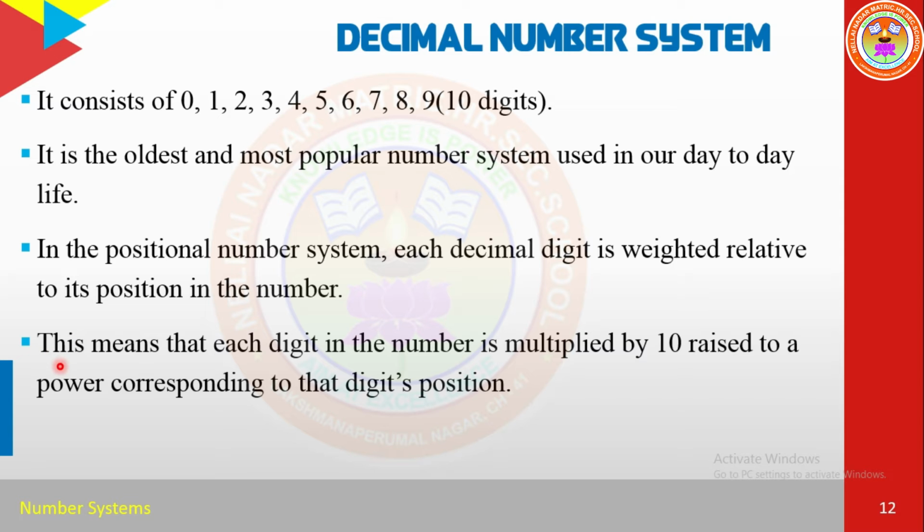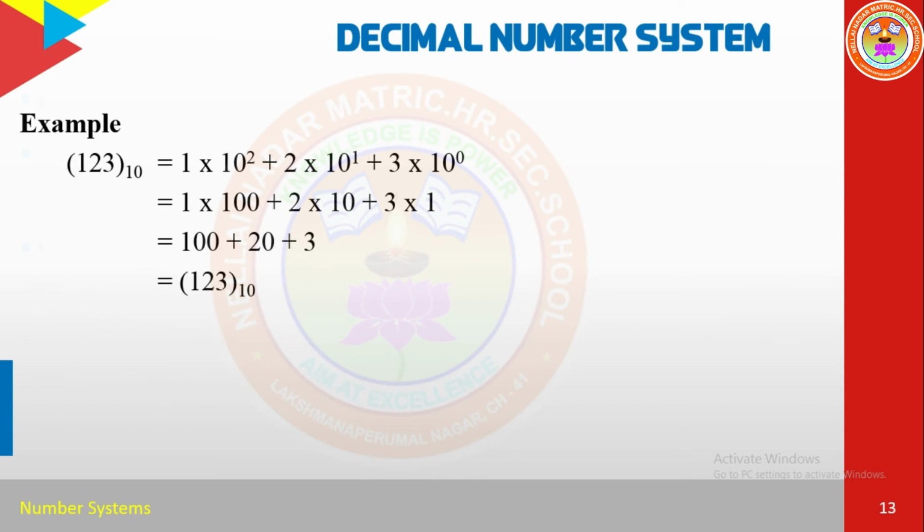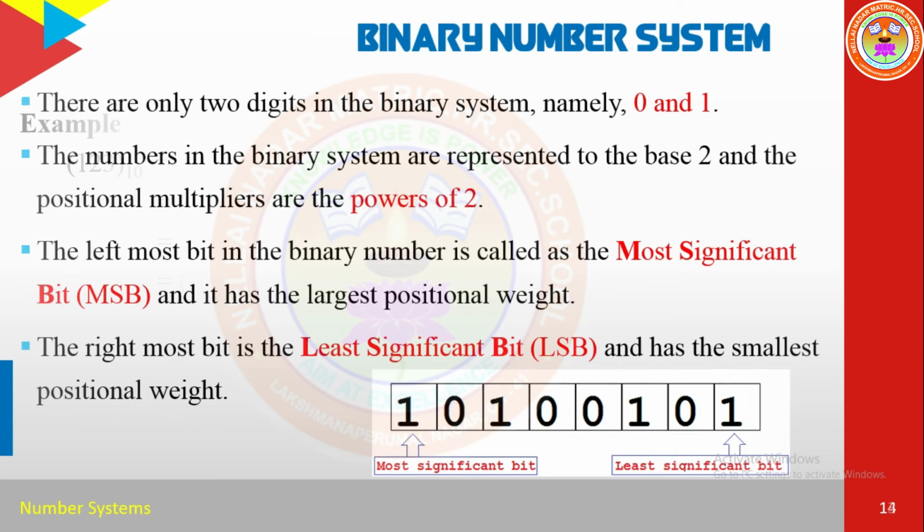Then next point, this means that each digit in the number is multiplied by 10. Why? Because this is the decimal number system, the base value is 10. So that's why we are putting 10 and multiplying it, to the power corresponding to that digit position. So whatever position value we have, that position value is multiplied with 10. Got it? So this is the way you can create and understand the decimal number system. And this is the example I already explained, right? That's all.